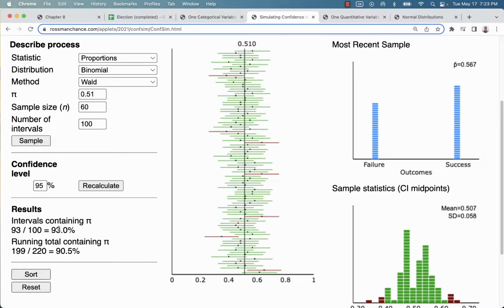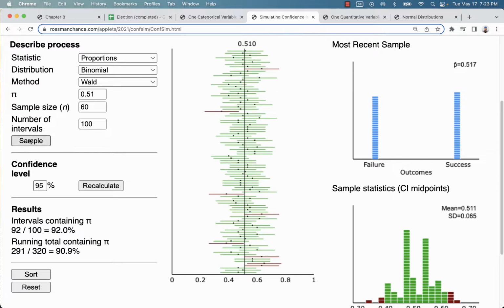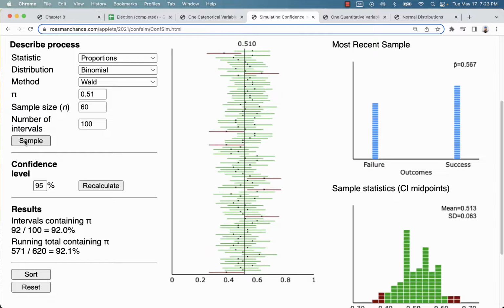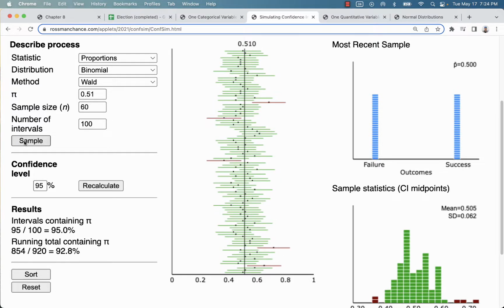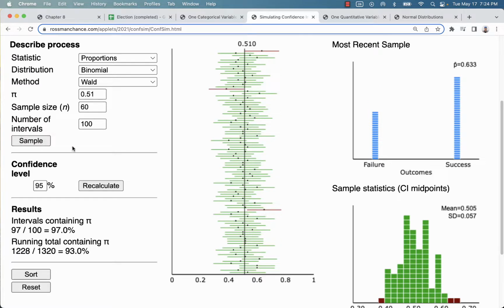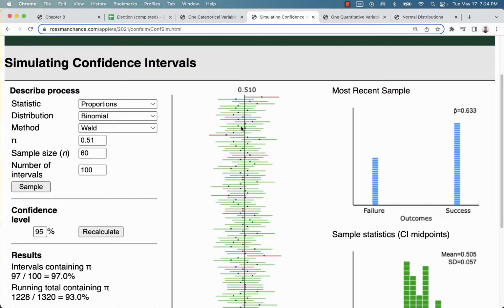And here I'm at 93% accuracy, 92% accuracy, 95. Now we don't like to use the word percent accuracy or percent chance when we're talking about these confidence intervals. All we say is with 95% confidence. For example, if we pick one of these at random, this interval, you would say with 95% confidence, the value of the population proportion is between 27.6% and 52.4%. And that would be true because it was actually 51%.